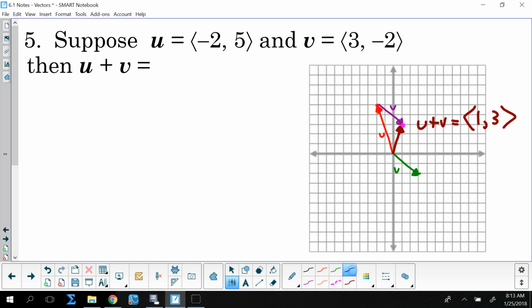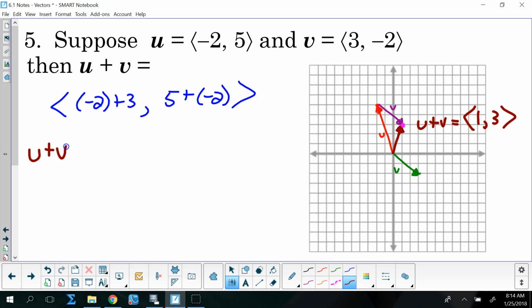Add the x parts and add the y parts. Okay? So this could also be the vector -2 plus 3, comma, 5 plus -2, which would give me the vector u plus v of 1, comma, 3.